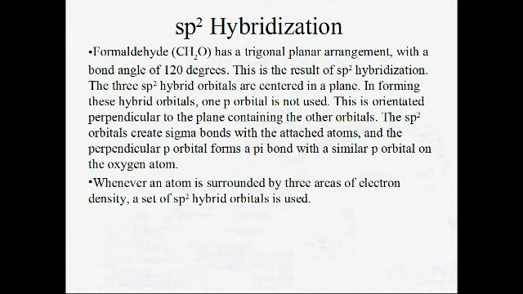If we have 3 areas of electron density, we already know that it's a trigonal planar arrangement, but that means that we also need 3 bonding orbitals, so 3 hybrid orbitals. So we're going to take an s and 2p orbitals and hybridize them together. So we're going to get what's called sp2 hybridization.